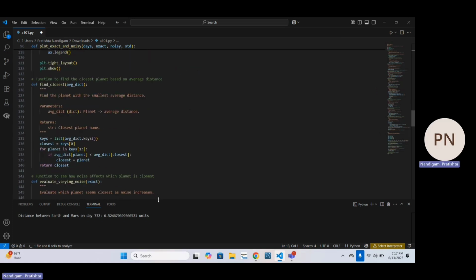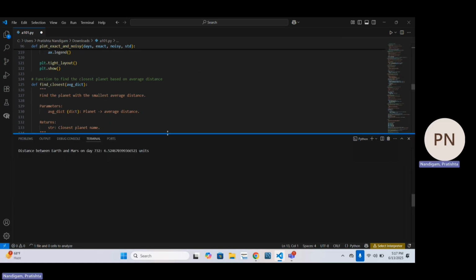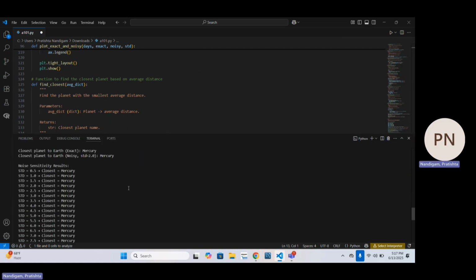So, does increasing S change which planet appears closest? No, the ranking remains the same. Mercury still stays the closest. This behavior is expected because Mercury's orbit is the smallest. So, despite the noise, its signal dominates.